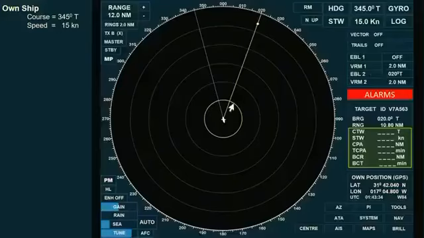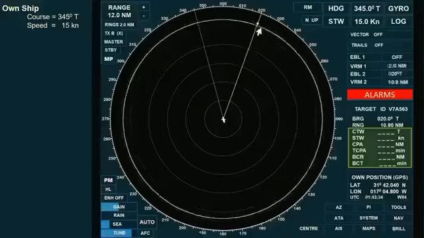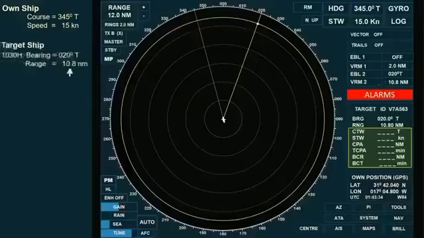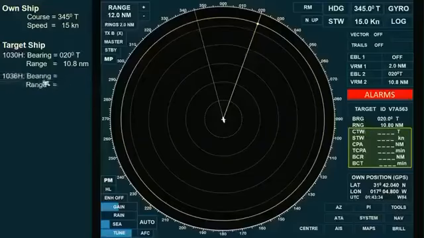Next, bring the VRM to the observed target, and note the range. The distance of the target from own ship is 10.8 nautical miles. This is our first observation, assuming the time is 1030 hours. One observation is not enough to determine the following data. A second observation, taken after an elapsed time, is required.